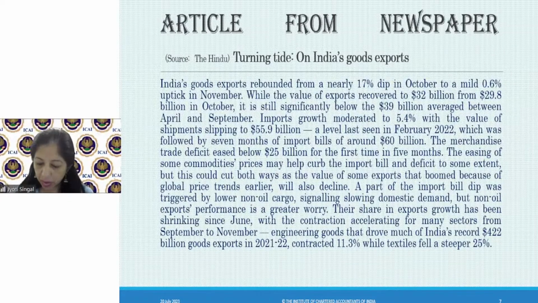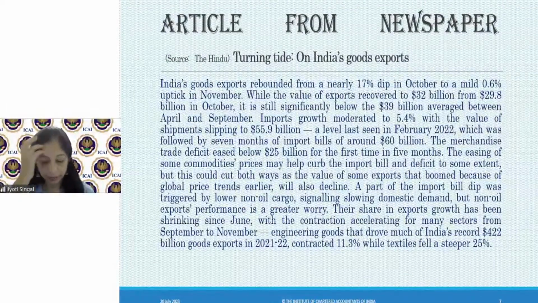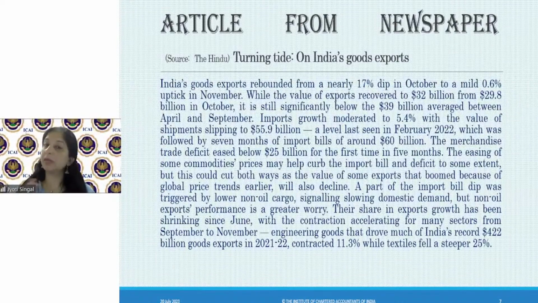If there's any word in the article which you do not understand, you can just keep it unmarked. Right now, of course, I'll be able to tell you, but finally, when you attempt the article writing question in your exam, then do not use any word whose meaning you yourself do not know. Okay?